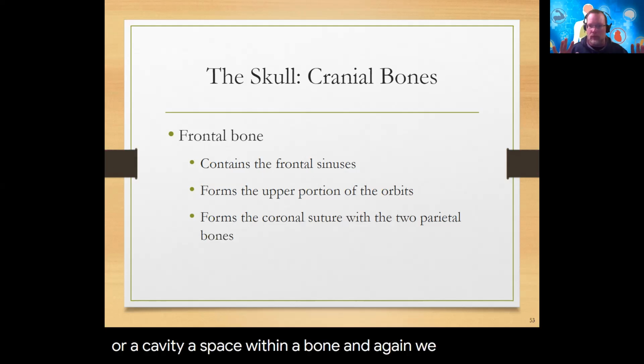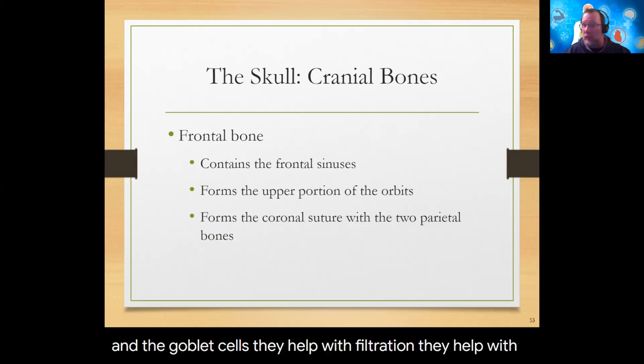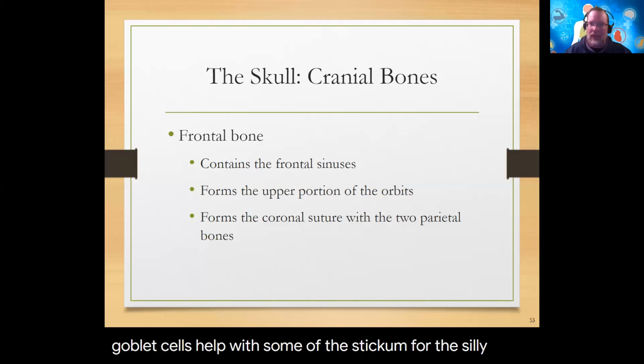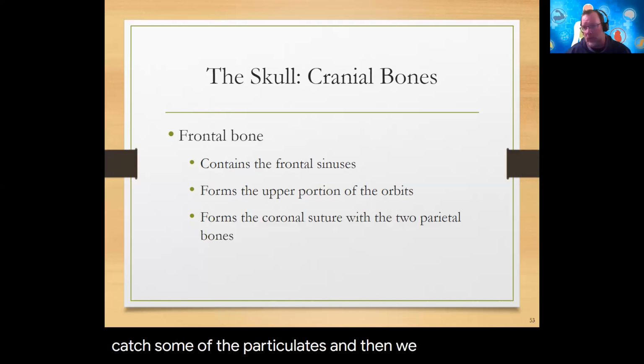And again, we've looked at pseudostratified epithelium last week. We saw the cilia and the goblet cells. They help with filtration. They help with kind of humidification factors as well. The air we breathe is generally pretty dry, so we want to humidify it a little bit, and so the sinuses help with that. Certainly the air is a little bit dusty and dirty, so we do want to filter some of that. So the goblet cells help with some of the stickum for the cilia to catch some of the particulates. And then we also, again, see a little bit of humidification below or deep to that pseudostratified epithelium.